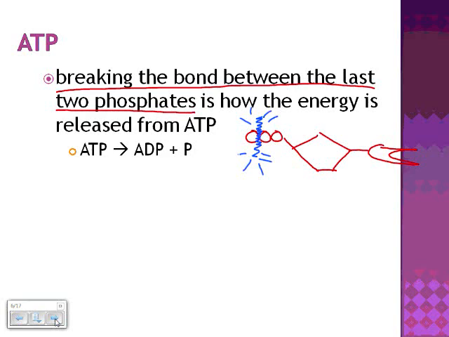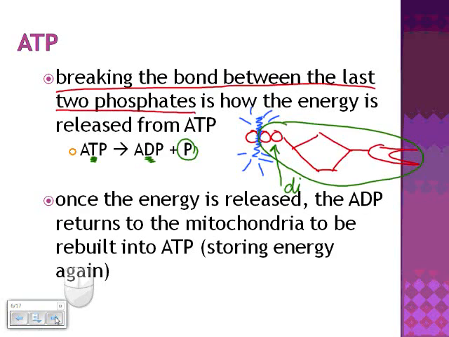But what's left is still adenosine, but now we're a diphosphate. We've got two phosphates. So if we look, ATP becomes ADP, and then that lone floating phosphate. That's how we release the energy.